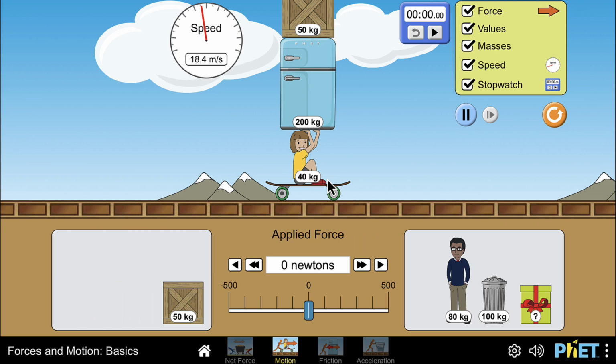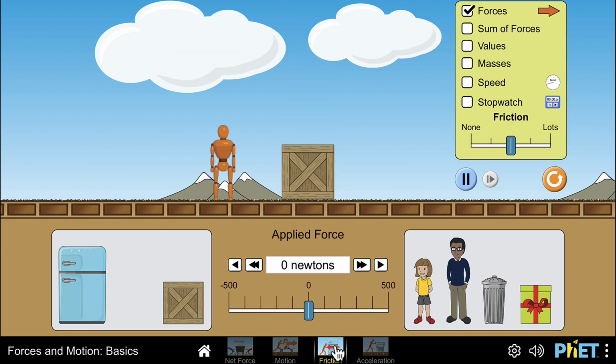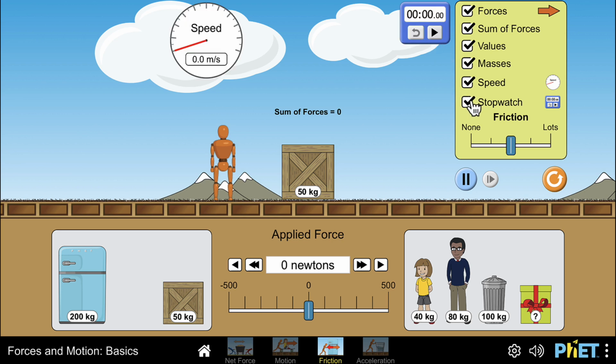And by the way, in our next video, part 4 about this simulation, we will be focusing entirely on acceleration. But today, we will talk about friction. So now we will have everything as before. We have forces, sum of forces, values, masses, speed, and a stopwatch if we need it. Now, this is very similar to the motion section, except there is friction.